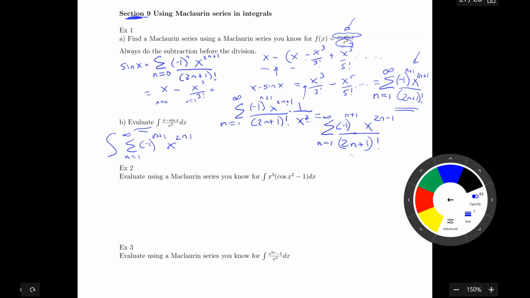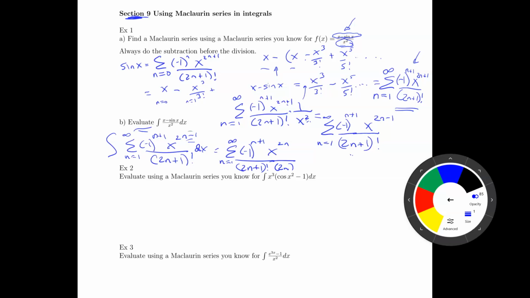And remember, when you're integrating, you're just going to be increasing the power of the x by 1, dx. Okay, so this carries along as a constant. This carries along as a constant. And I'm adding 1 to this exponent, so I get x to the 2n over 2n. And then make sure that you identify that it starts at 1.